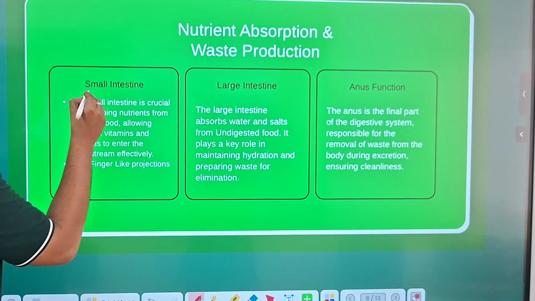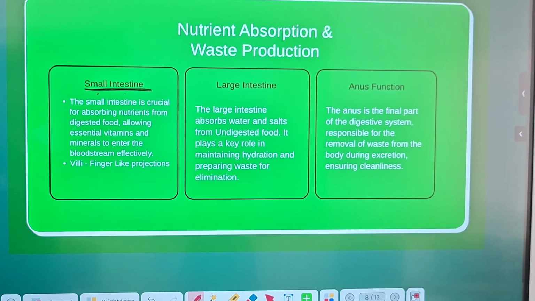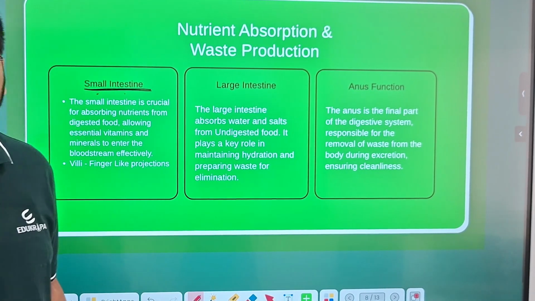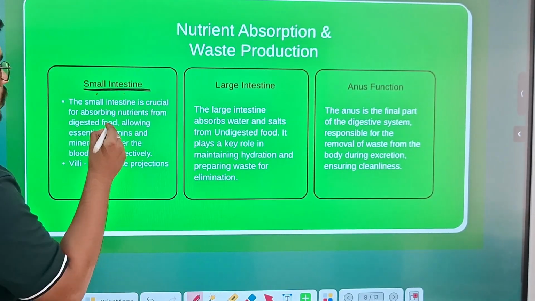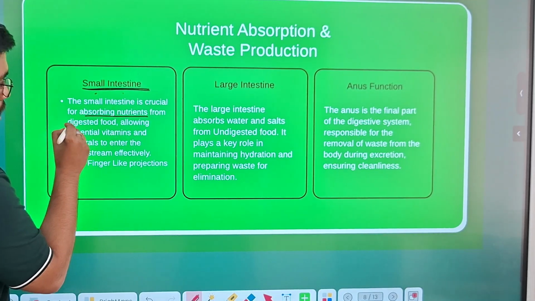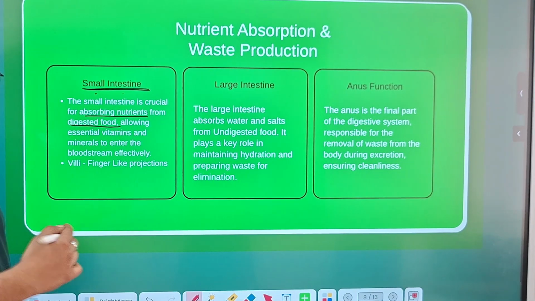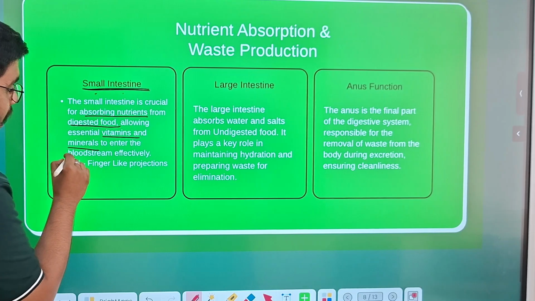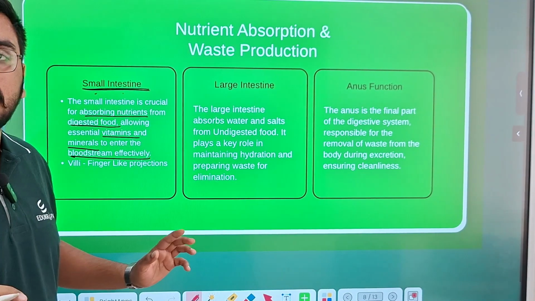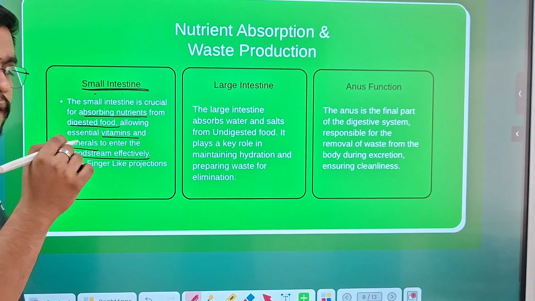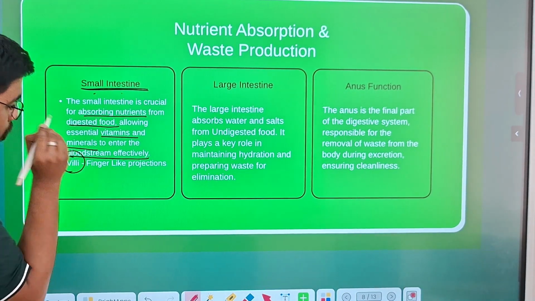Next, small intestine. Finally, we dive into the small intestine. The small intestine is a very crucial organ and a very crucial part of the digestive tract. What does the small intestine do? Absorbing nutrients from the digested food. It also absorbs vitamins and minerals and helps them enter the bloodstream to be supplied to the rest of our body. There is a particular thing which you need to focus on, which is called villi.